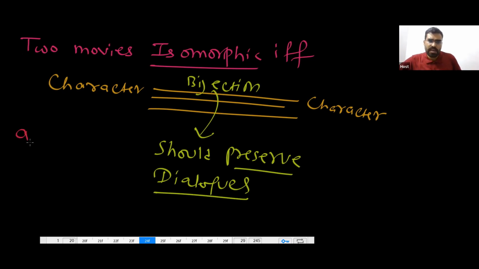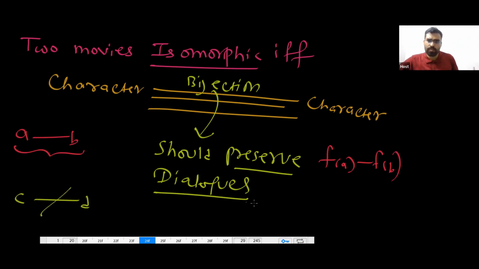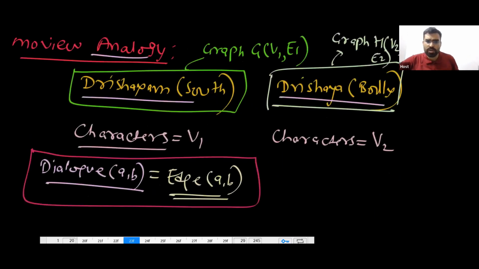This means that if there is a dialogue between A, comma, B here, then there should be a dialogue between FA, comma, FB here. And if there is no dialogue between C, comma, D here, then there should be no dialogue between FC, comma, FD here. Yes or no? Is it clear to everyone? So when can I say two movies are isomorphic? When you can put their characters in one-to-one correspondence.